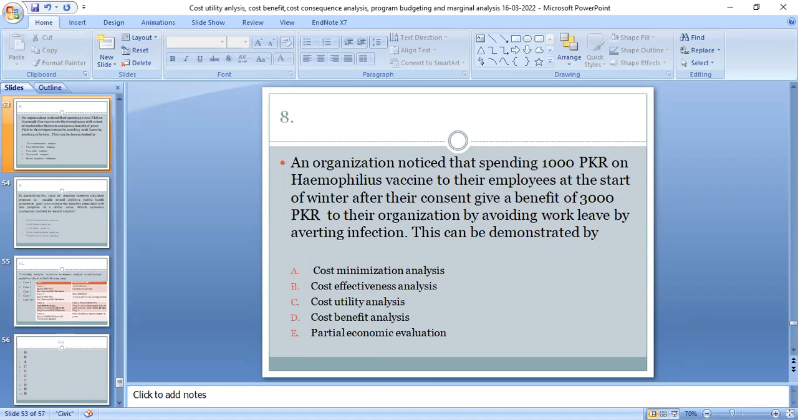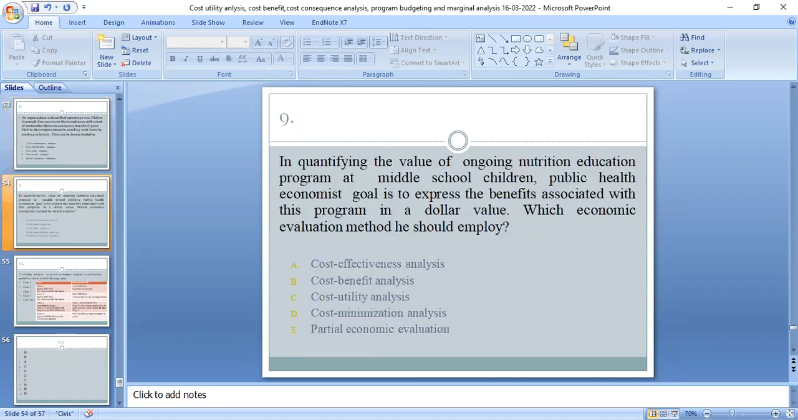9th MCQ: in quantifying the value of the ongoing nutrition education program at middle school children, the public health economist's goal is to express the benefits associated with this program in a dollar value. Which economic evaluation method should he employ: cost effectiveness, cost benefit, cost utility, cost minimization, or partial economic evaluation? B. Yes, B, as the outcome is in dollar value.